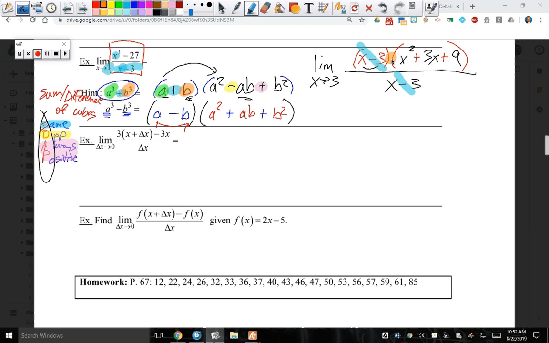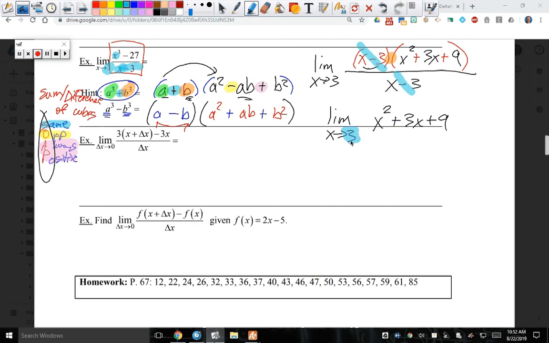Okay? So what's going to be graphed is a quadratic. This x squared plus 3x plus 9, it's a quadratic. It's a parabola of some kind with a hole at 3. Okay? That's what's visually happening. Now, you just canceled the piece that otherwise would have made this originally undefined. What are you going to do next? Plug in. Plug in your limit.